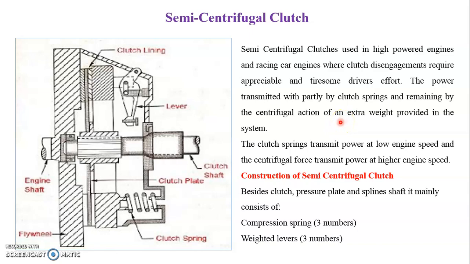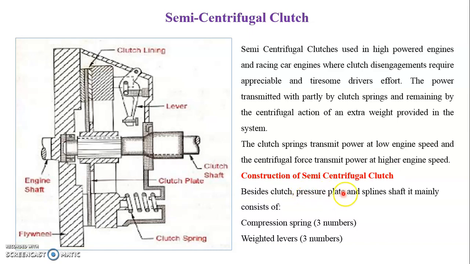The clutch springs serve to transmit the torque up to normal speeds, that is, at low and normal engine speed, while the centrifugal force assists at speeds higher than the normal engine speed.